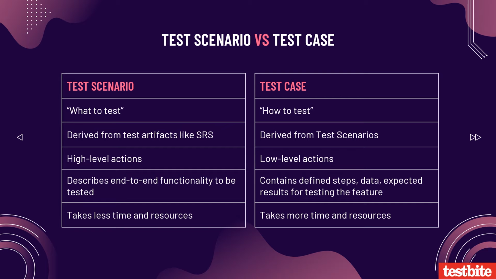A test scenario focuses on functionality at a high level. A test scenario is broken down into several test cases focusing on each way to test the specific scenario. This is low-level action. Through a test scenario, an end-to-end functionality of the module is described, whereas a test case has defined steps, data, and expected results for testing the feature.